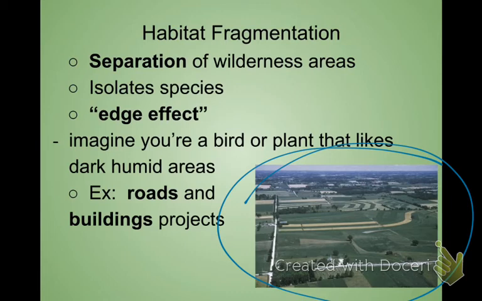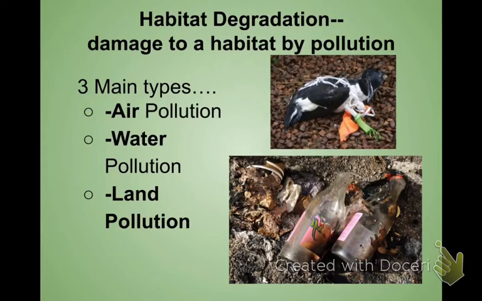It creates what we call an edge effect. So say there's a plant that likes very shady areas. It doesn't like a lot of sunlight. Well, if you cut down all the trees, it will then be exposed to sunlight. So it can have big effects with your plants as well. Habitat degradation is when you degrade an ecosystem with pollution. It can be pollution you can easily see, such as trash, or it can be pollutants we can't see as well, such as carbon dioxide or water pollution, like toxic metals, while land pollution is more going to be your trash. But that has obvious bad effects to the environment.